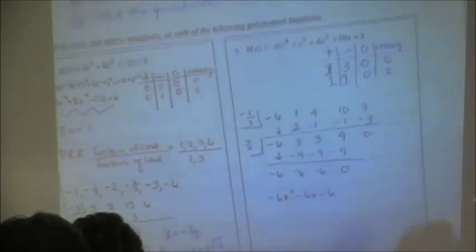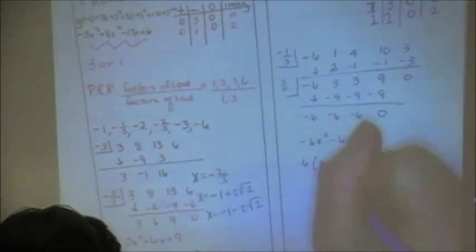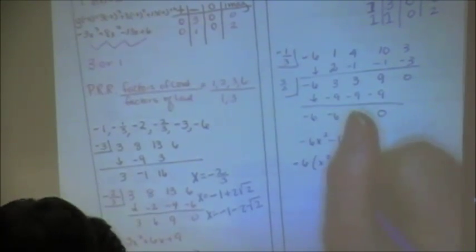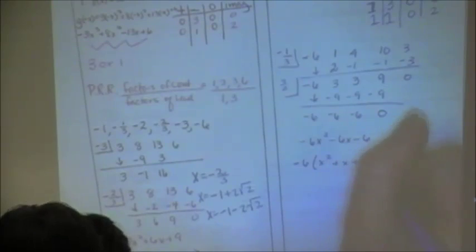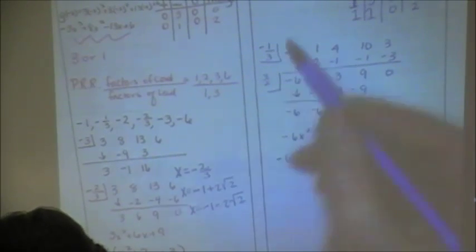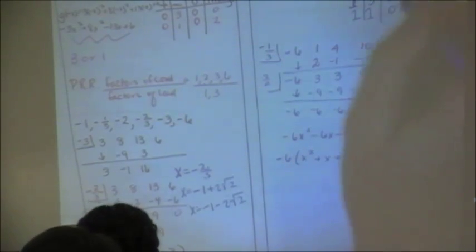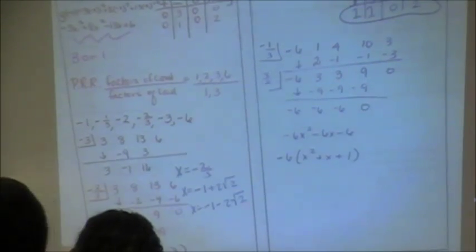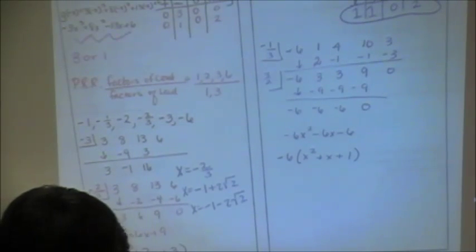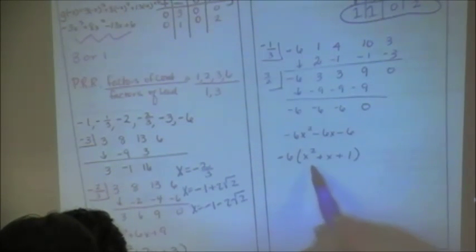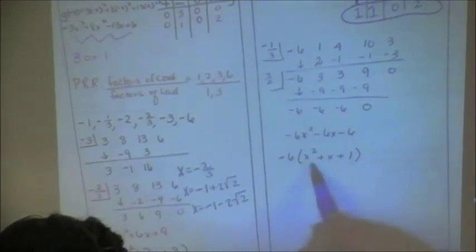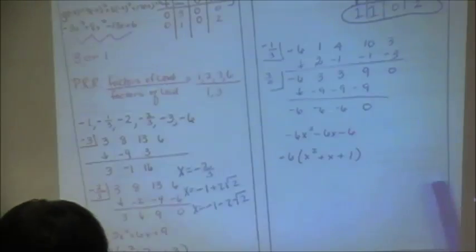Okay, so I got negative 6x squared minus 6x minus 6, factor out of 6. So factor out negative 6: x squared plus x plus 1. So we know, because this was negative and this one's positive, that we're looking for this one. Forgot to use the bottom. So this goes in the quadratic formula.